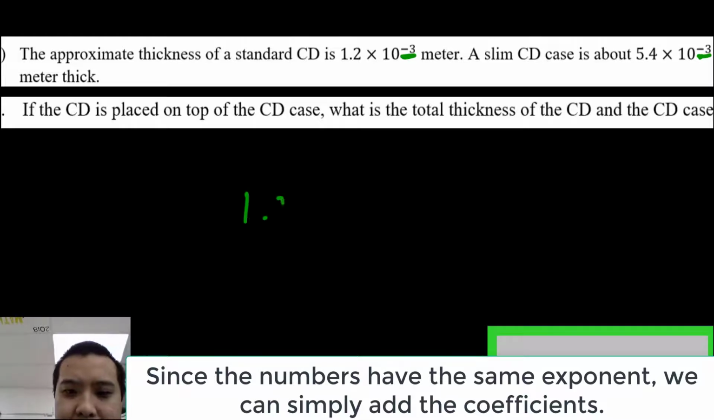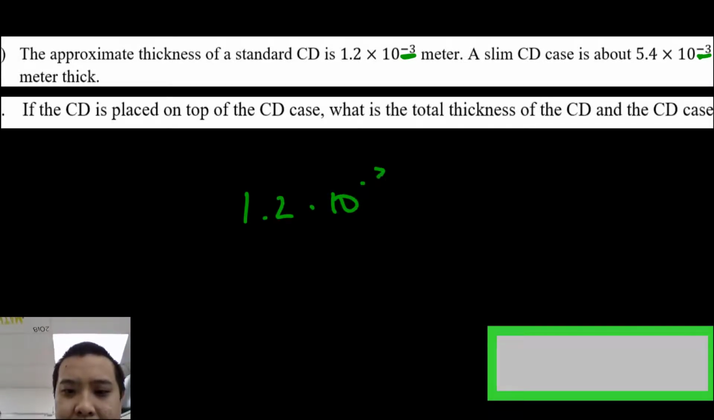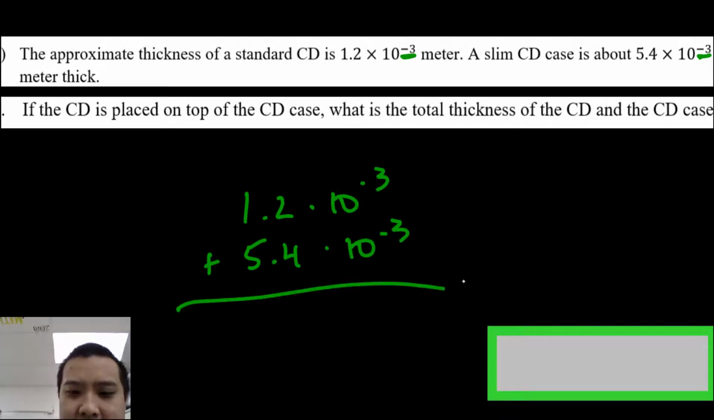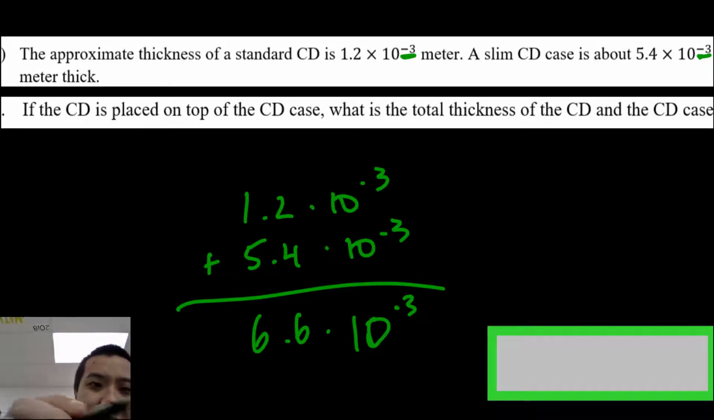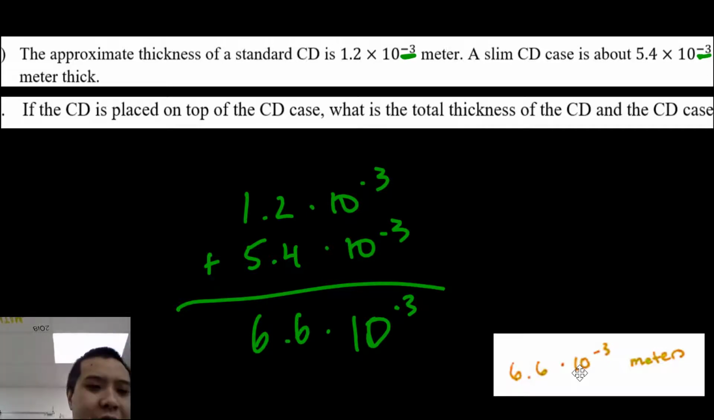We got 1.2 times 10 to the negative third plus 5.4 times 10 to the negative third. We're going to add our coefficients. We got 6.6, keep our base 10 exponent, and this is in scientific notation, so we got 6.6 times 10 to the negative 3 meters.